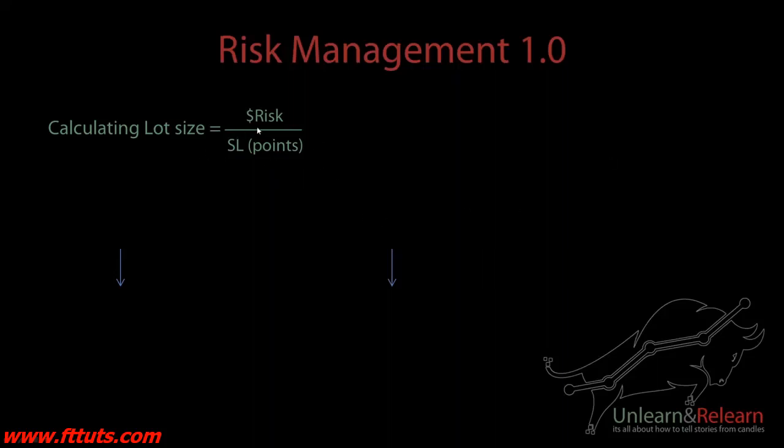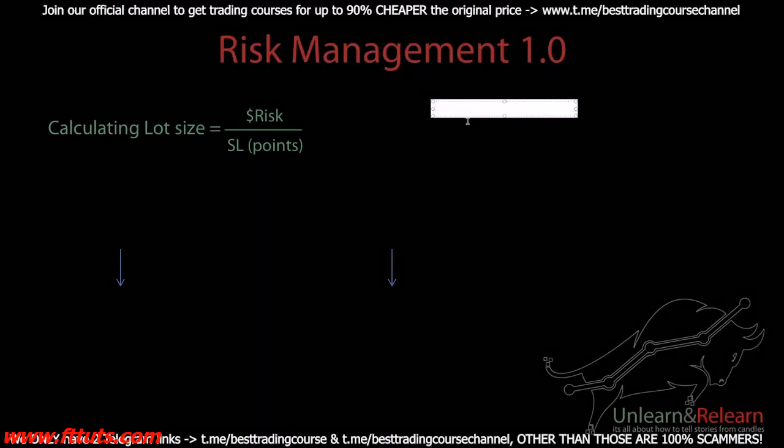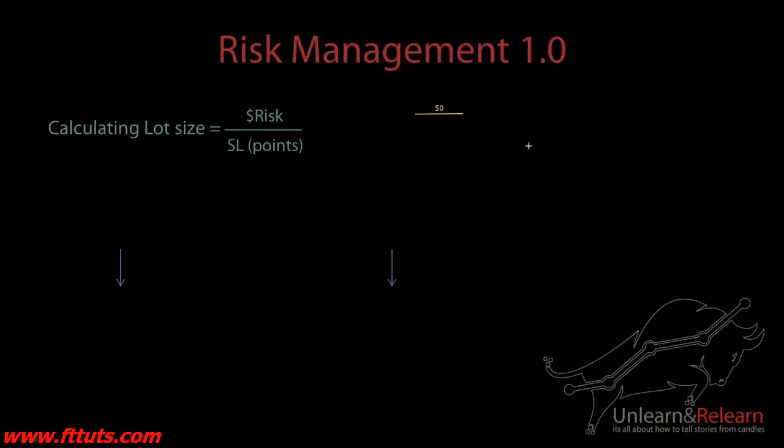So let's say you have dollar risk. Let's say someone has a $1,000 account and they say, okay, I want to risk maybe $50. And when you calculate your stop loss, you say, okay, my stop loss is going to be, let's say, 20 pips, right? So you want to measure stop loss in points. So 20 pips is probably going to be 200 points. So 50 divided by 200, so it's going to be around, I'd say, 5 by 20.